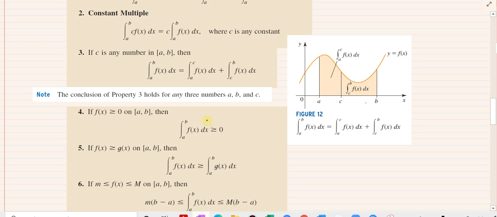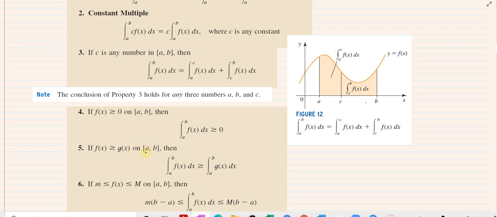Property number 5 tells us that if we have two functions and one is greater than the other, so f is greater than g, meaning on the graph function f lies above function g. If that's true, then over the same interval from a to b, the definite integral from a to b of f would also be greater than the definite integral from a to b of g.